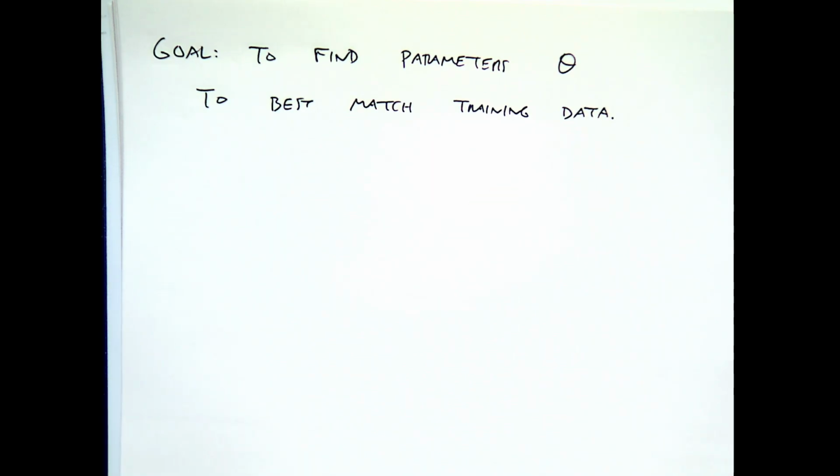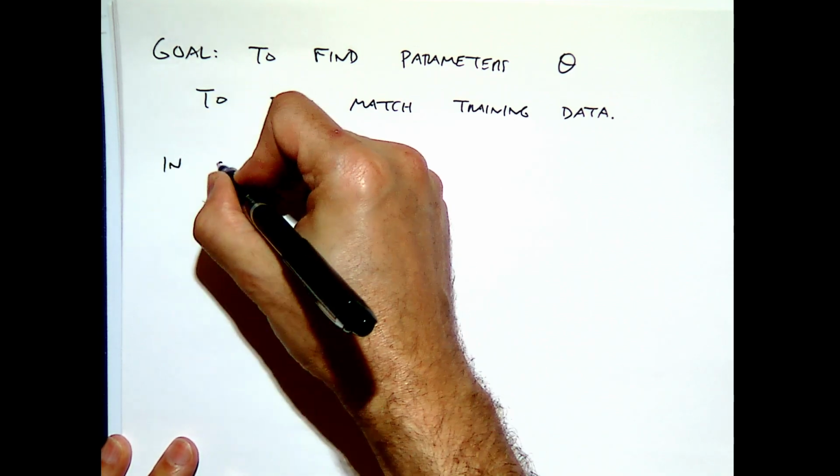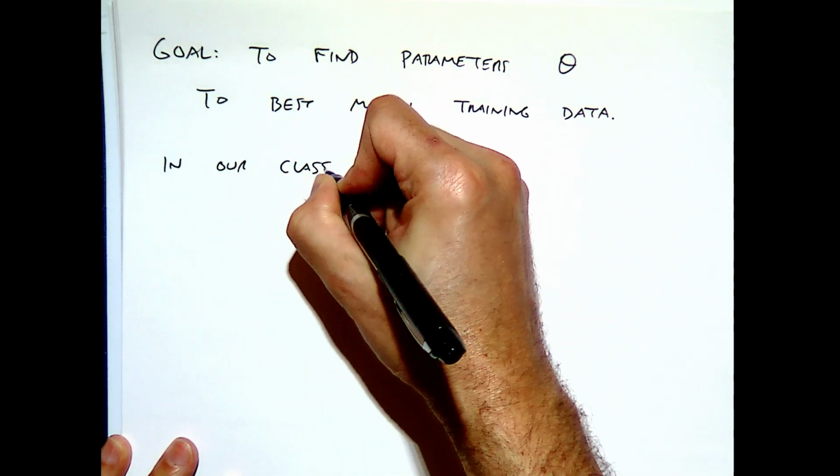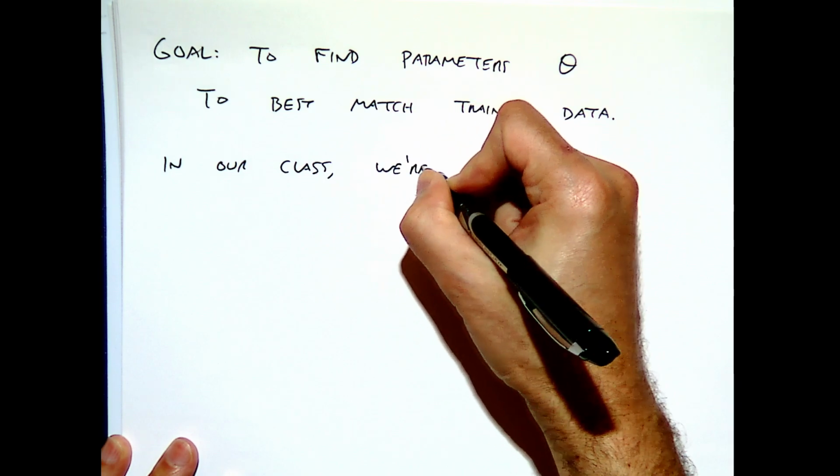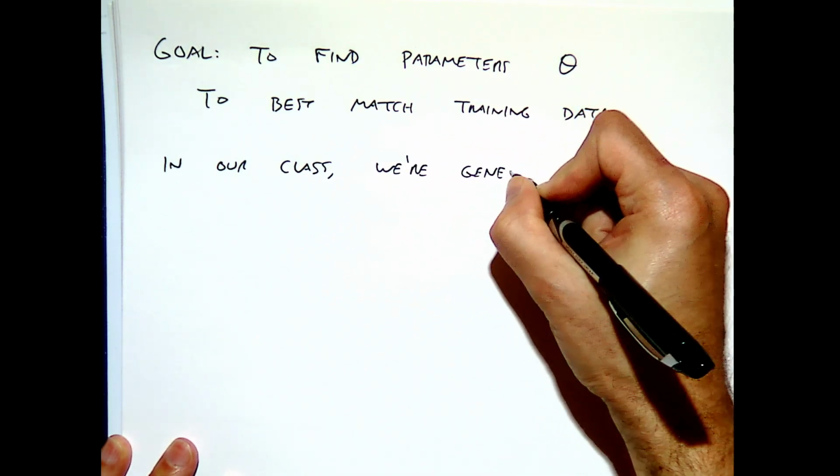Now, "best" here has a bunch of possible connotations, right? If you took machine learning, you probably have some idea of, you may have heard of Bayesian estimation or maximum likelihood estimation. In our context, almost all the time we're talking about what's called maximum likelihood estimation, okay? So, in our class, we're generally doing what's called maximum likelihood estimation.